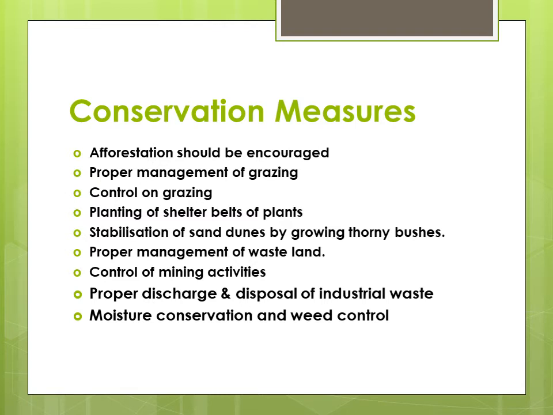Next is proper management of grazing, and the next point also, control on grazing. These two. See, animals need to eat the grass. The cattle need to go for grazing, but how to manage it? The grass should be allowed to grow a little taller, and only then should they eat it.